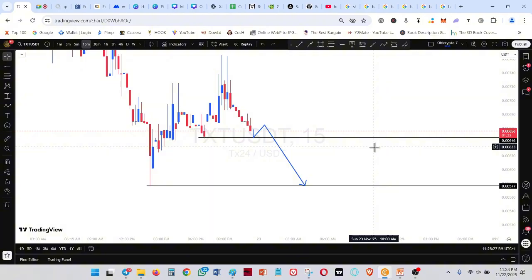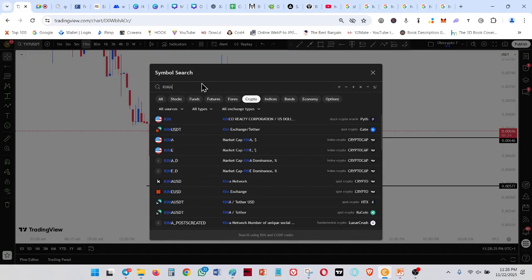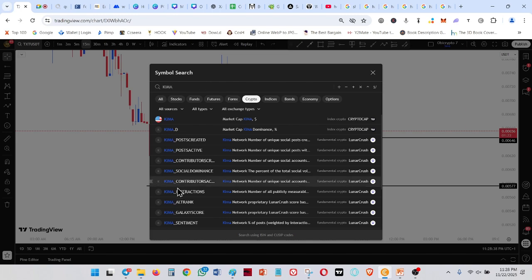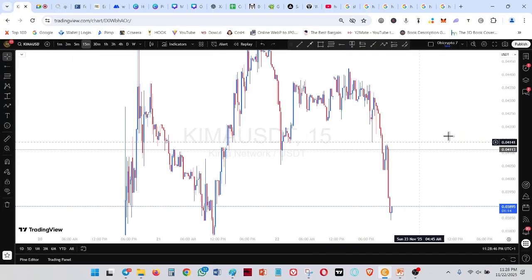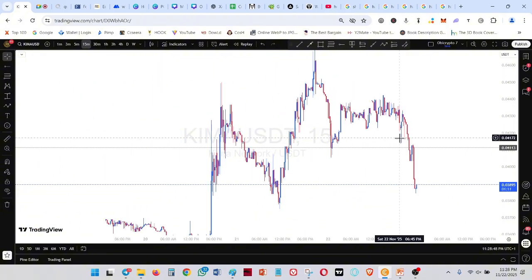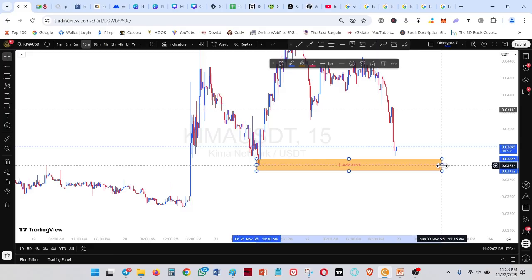Which one? Kima network. Let me check it. Kima network on Mexi. Okay, this is Kima network. Wow, it just came and tested this other block here. It just came and mitigated this other block here. It's still remaining small to mitigate.